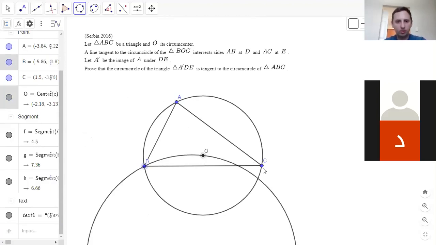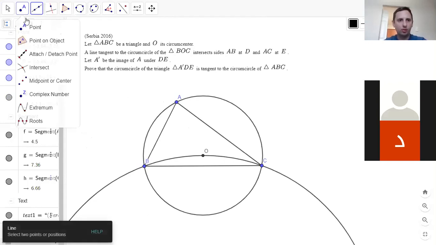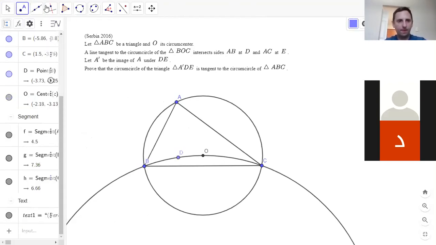And we have some line that is tangent to the circumcircle of BOC. So I could just draw a random point and then the tangent line at that point.